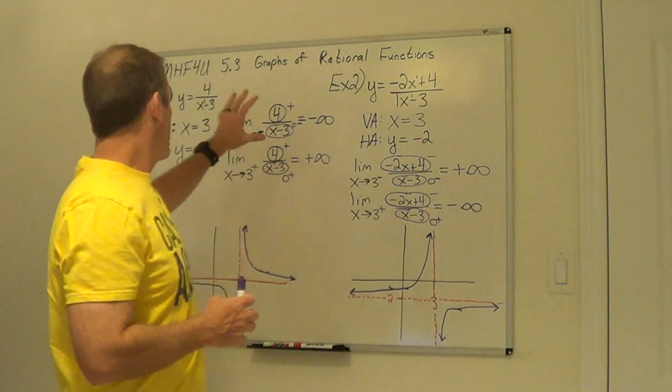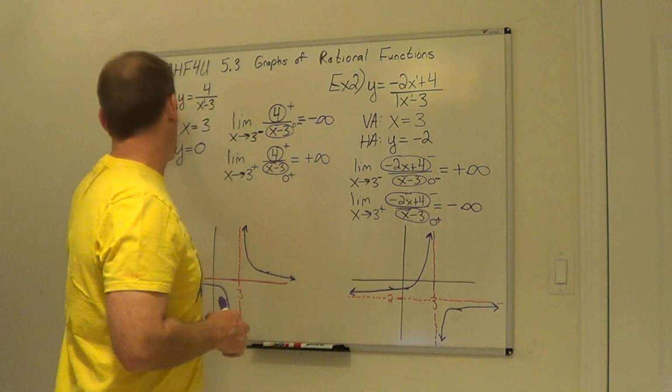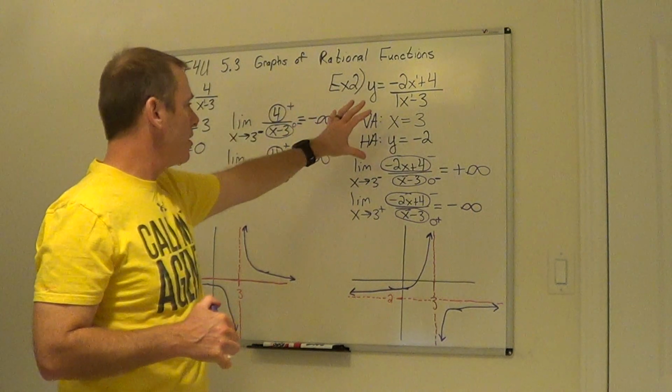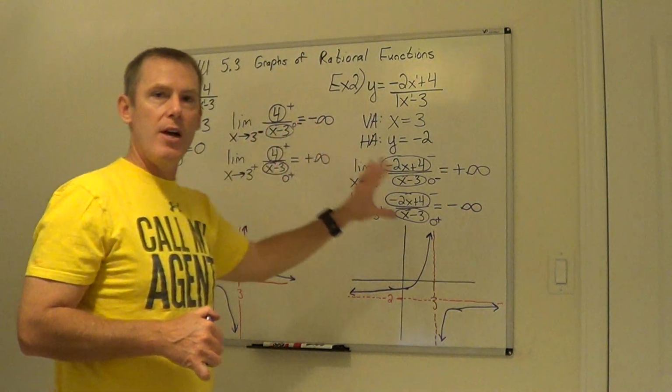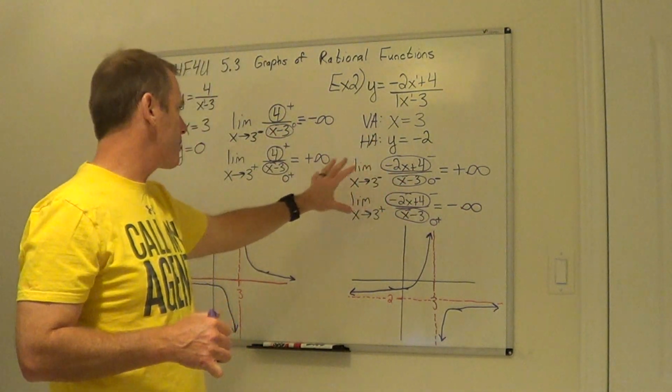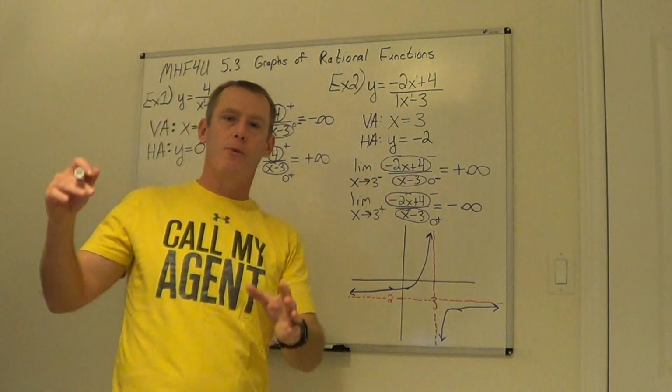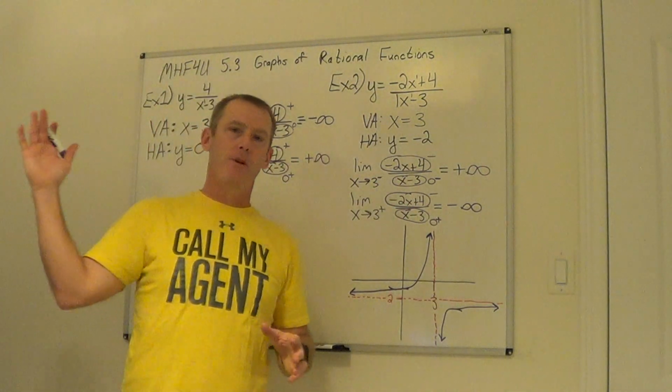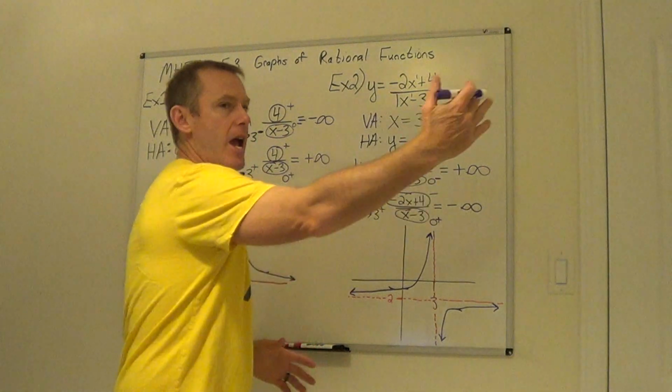So again, we have to be able to find out where the vertical and horizontal asymptotes are, and then we're going to find out what the graph is doing at those spots using limits, approaching the vertical asymptote from the left-hand side and the right-hand side.